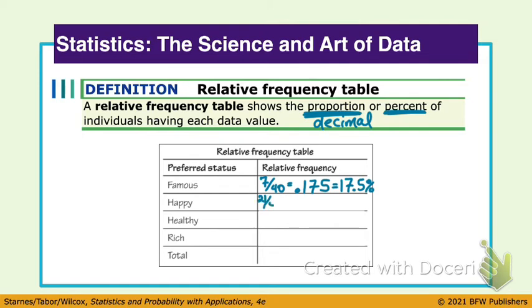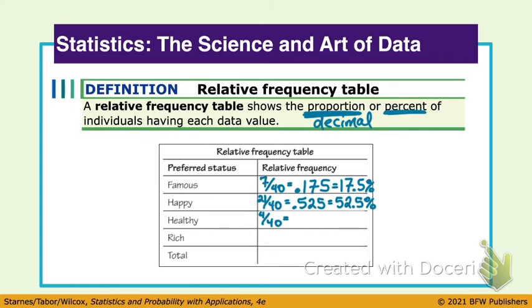All right, Happy. We had 21 out of 40. What is 21 out of 40 as a decimal, as a proportion? Something over 50. It is over 50%. Very good. 0.525. And what is that as a percent? 52.5%. Perfect.